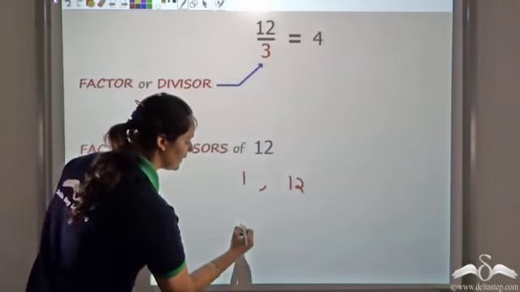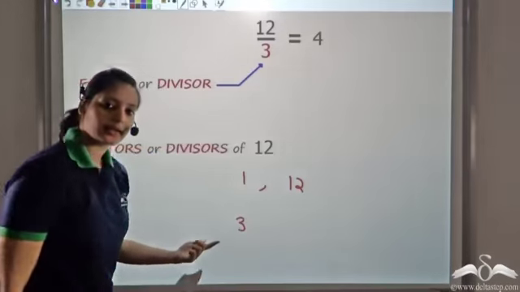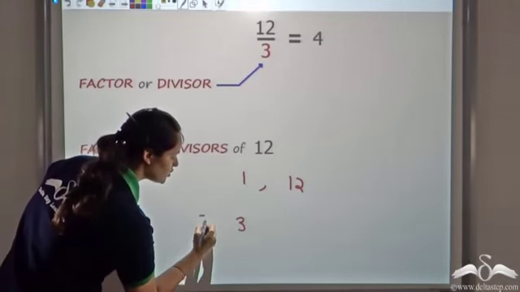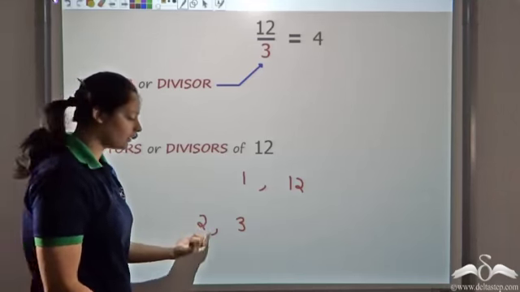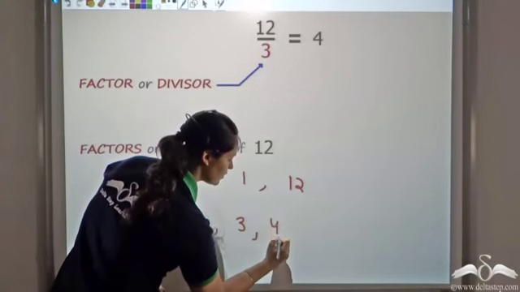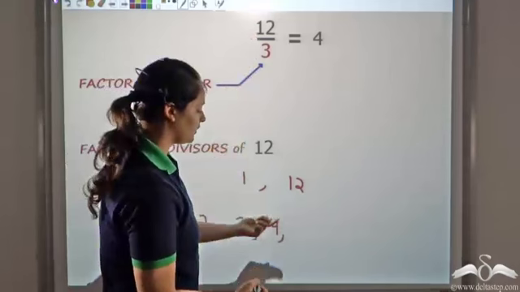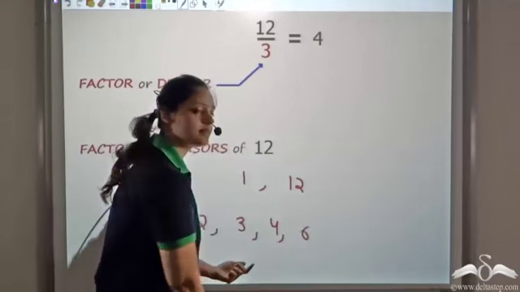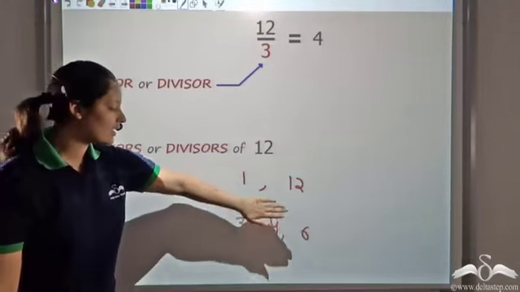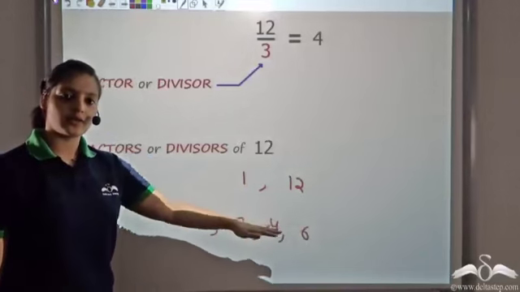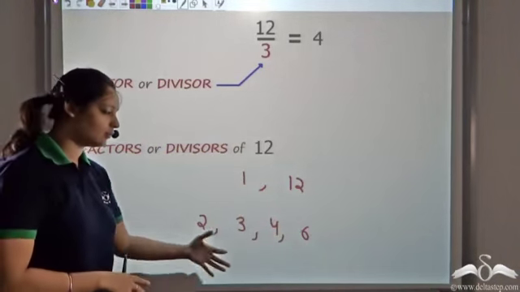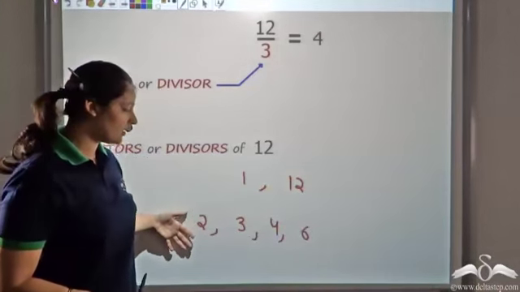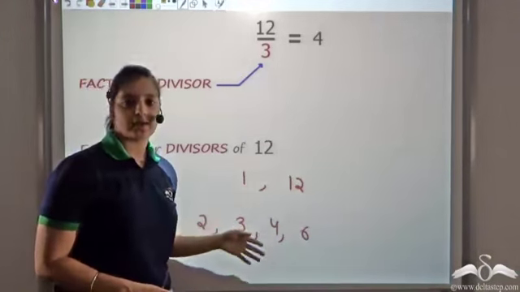Also I have seen that 3 divides 12, so 3 is another factor. Again 2 also divides 12, 6 2s are 12, so 2 is also another factor. 4 is also a factor, perfectly divides 12. 6 is again a factor. So I see that these are all the factors of 12. It's not necessary that a number has only 2 factors, it can have more than 2 factors also. So here I see that 12 has all these factors.